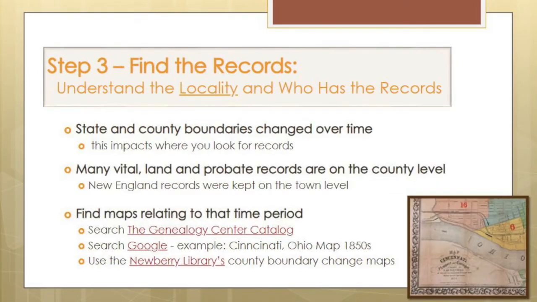You will increase your success in finding records if you take the time to understand the locality where your ancestors lived. State and especially county boundaries changed over time. And, as mentioned before, many of the records, such as vital, land, and probate records, are found by searching the county. Maps relating to the time period of your ancestor will be especially helpful to your research.